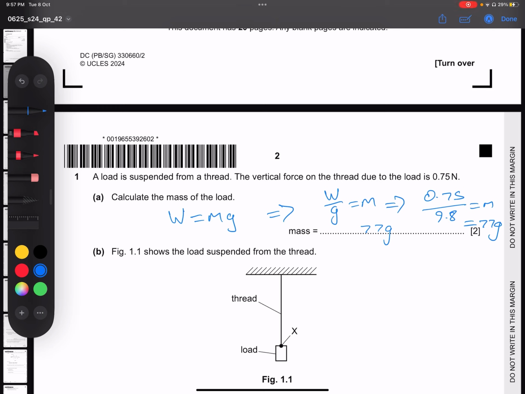And remember to always maintain two significant figures in your final answers, because the minimum significant figure of the data provided in the question is two significant figures. So you should maintain a two significant figure answer in your final answers.